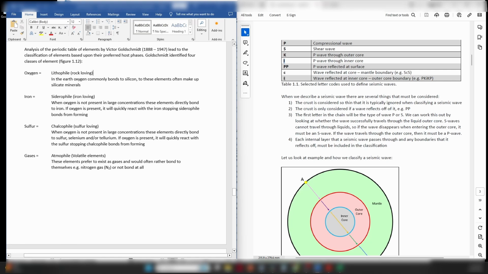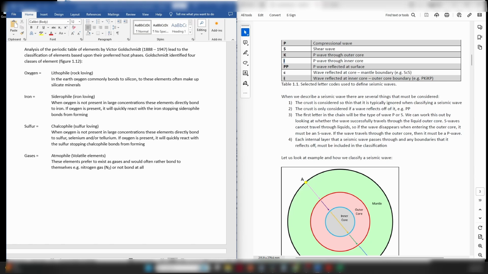Okay, so Goldschmidt split up the periodic table into these 4 distinct groups based on how they interact with different elements. So why is that important? Well, think about it. We know that the Earth's early magma ocean differentiated into distinct layers. So we have this core, which is very iron rich. We have this mantle, which is silicate rich, but it's also quite oxygen poor. And then we have this oceanic crust and continental crust, which are comparatively oxygen rich compared to the mantle and the core.